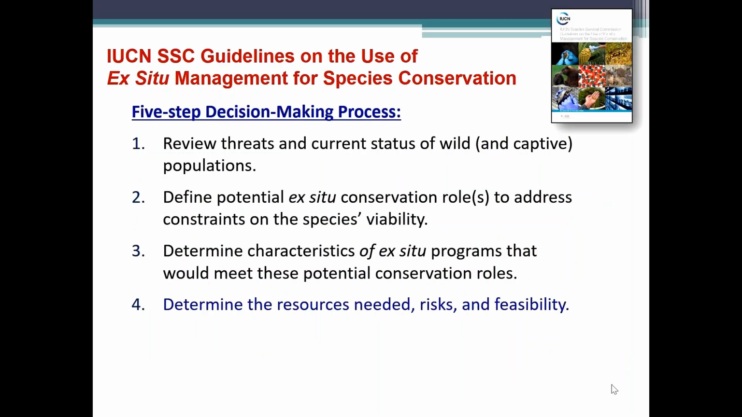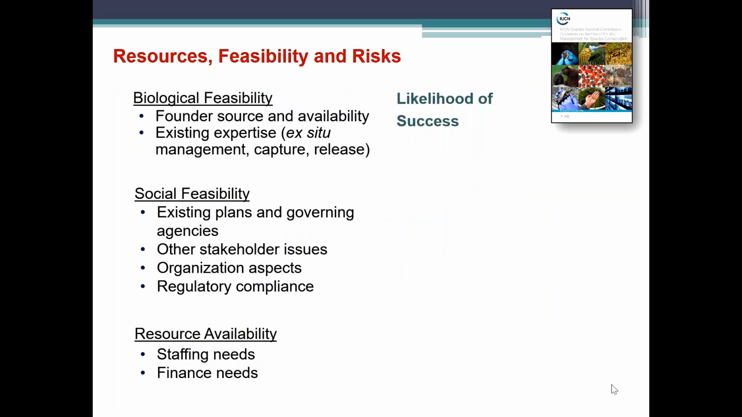So now that you know what you would need for those particular programs to meet their particular role, you also need to look at, okay, is this feasible? And what would it take? What resources would I need? And again, in the ex situ guidelines, there's much more detail in this, but you need to think about the biological feasibility of being able to do that program, the social feasibility, looking at different legislation and stakeholder issues, for example. Are the resources available?